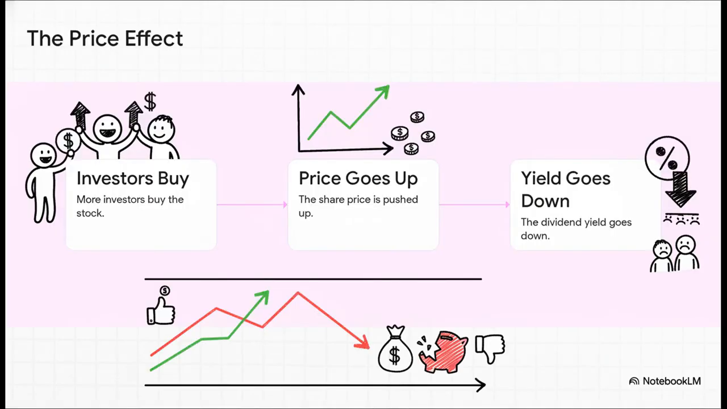And it's just basic supply and demand, you know? When everyone wants to buy a stock, the price gets pushed up. So as investors pour in, that share price climbs from, say, $20 to $30, but, and this is the key, if the dividend payment stays the same at that $1, the yield automatically goes down. So in this scenario, a lower yield is just a side effect of a stock that's soaring in price. That's a good problem to have.